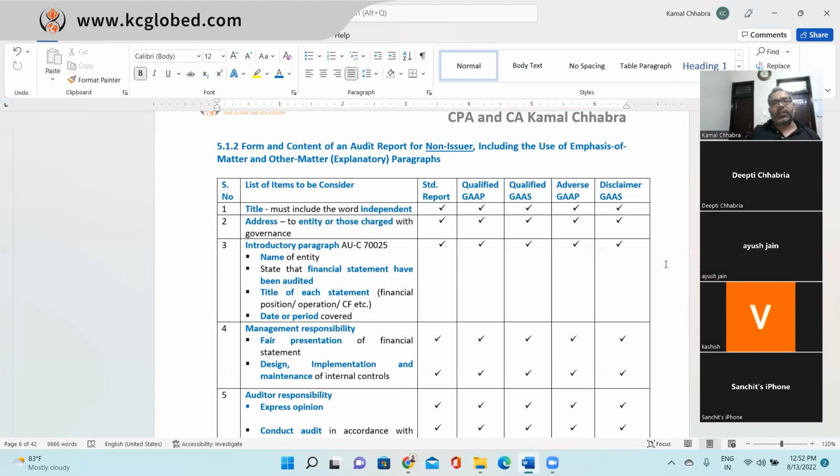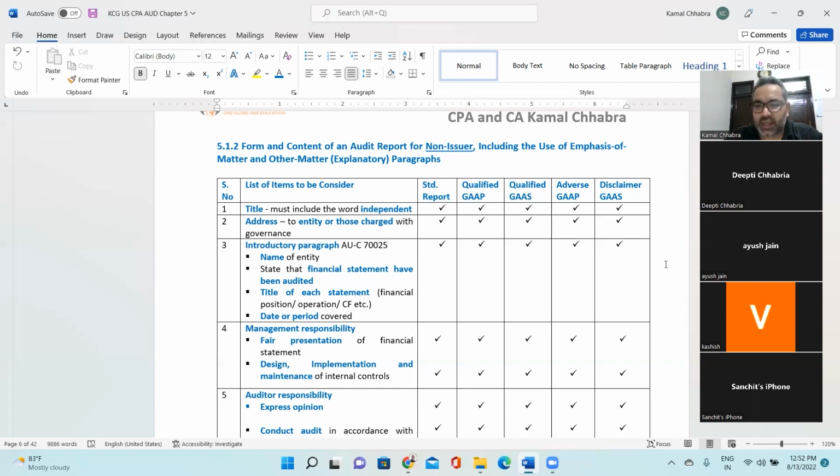Here, if you see, there are 1, 2, 3, 4, 5 kinds of report. One is the standard report. What is the standard report? Which is the unmodified report. What we are discussing, non-issuer. Non-issuers mean modified and unmodified, right? Keep the terminology in mind: unmodified and modified. So the standard report is unmodified, right?